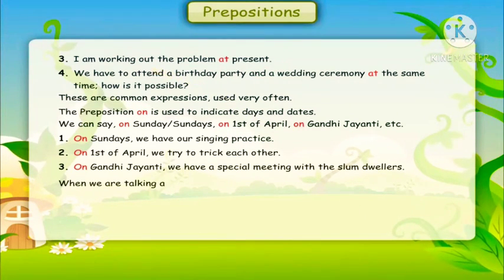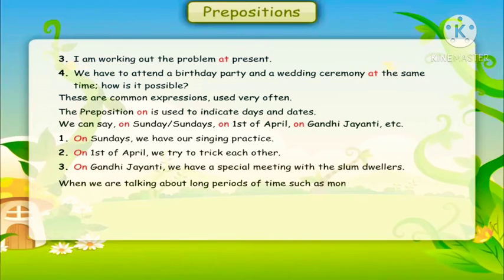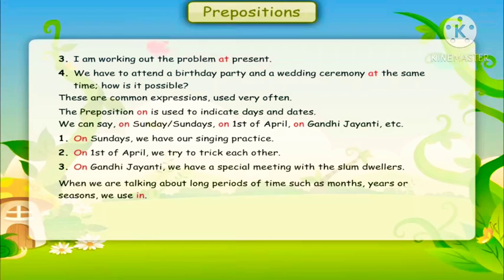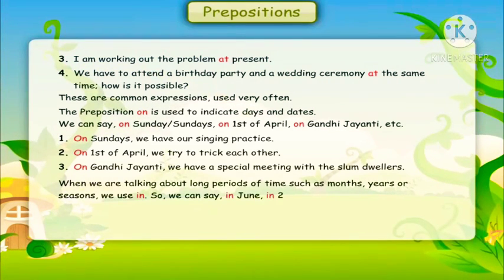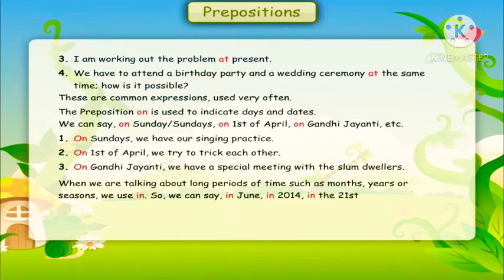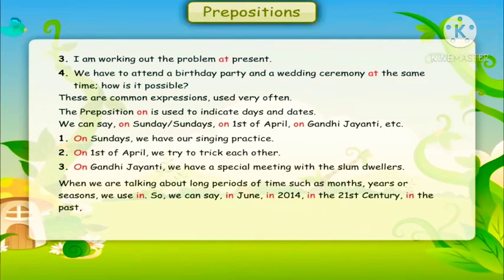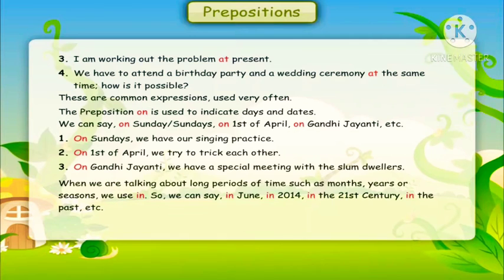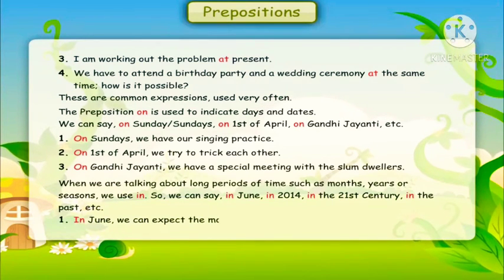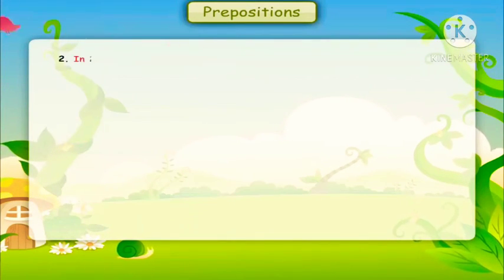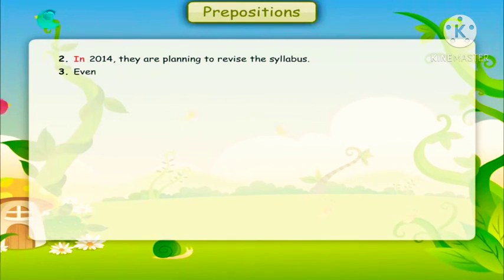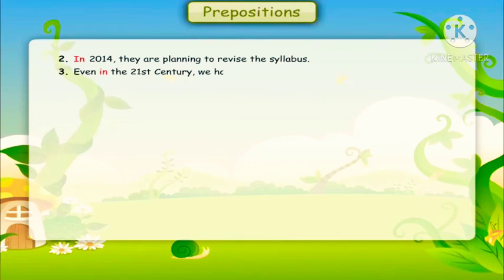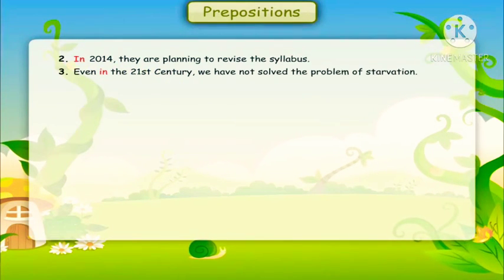When we are talking about long periods of time, such as months, years, or seasons, we use in. So, we can say in June, in 2014, in the 21st century, in the past, etc. In June, we can expect the monsoon. In 2014, they are planning to revise the syllabus. Even in the 21st century, we have not solved the problem of starvation.